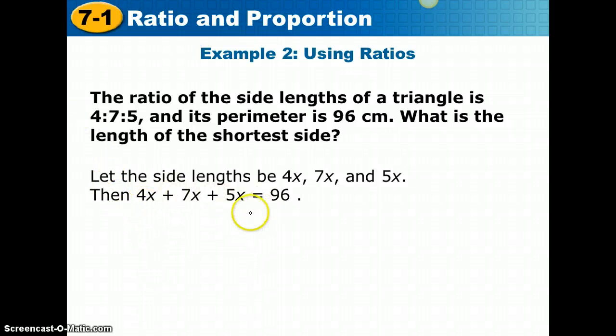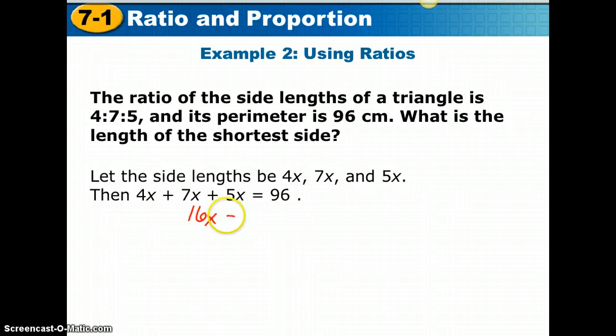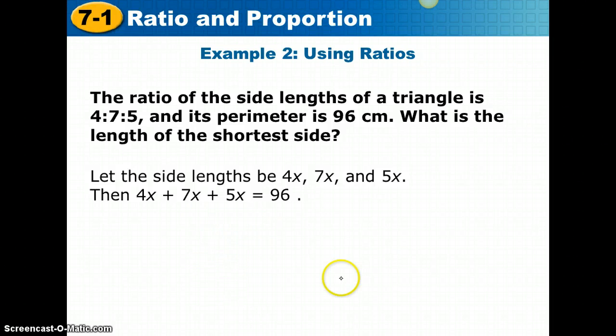We're going to start by combining like terms. 4x plus 7x plus 5x gives us 16x. 16x equals 96. And now we only need to divide by 16 on both sides to find out what x is. In doing so, we get that x is 6. So these sides will increase by a factor of 6.